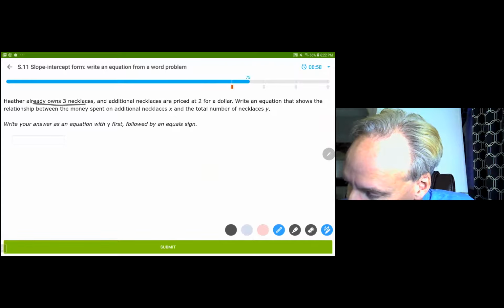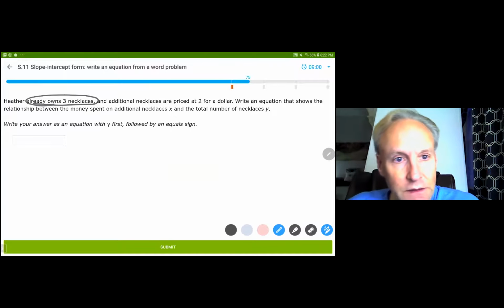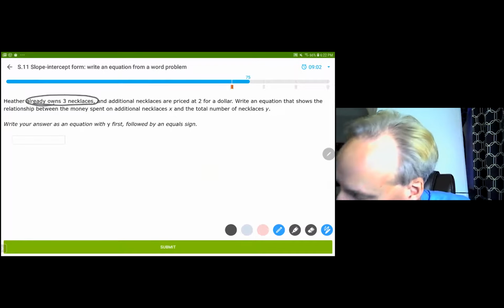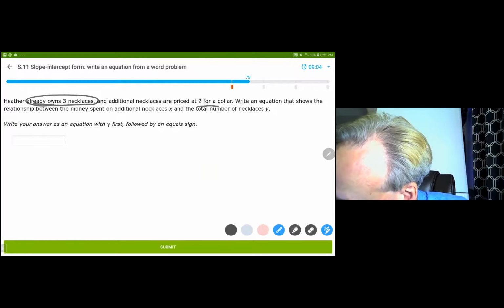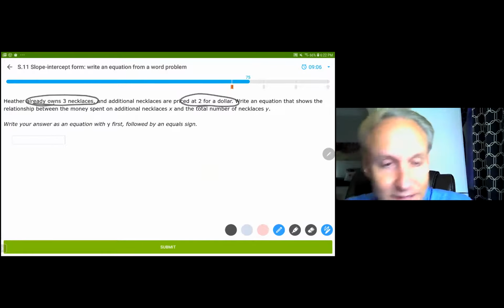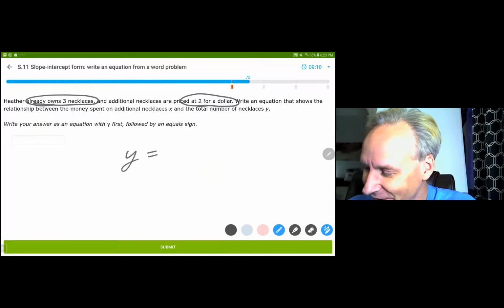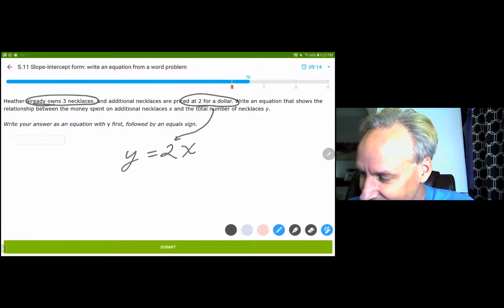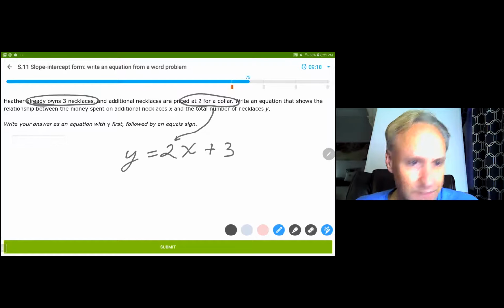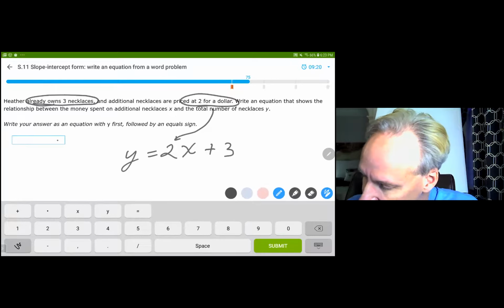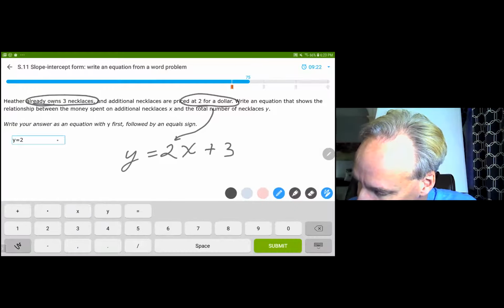Already owns 3 necklaces. We know what that means. That's what we start with. And they are priced at 2 for $1. Wow. Man, I like those necklaces. That's my price. All right, y is equal to the rate at which they charge for the necklaces. X is the number of necklaces, plus the 3 she started with. So y equals 2x plus 3.